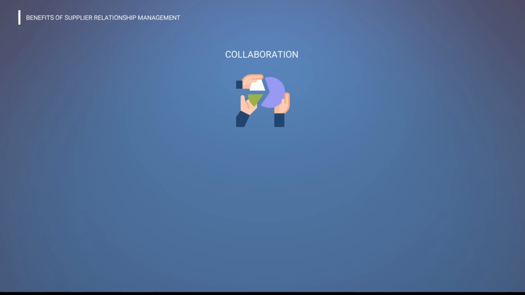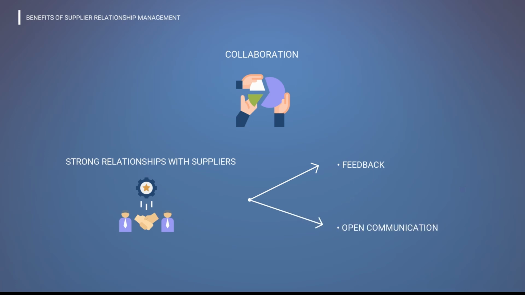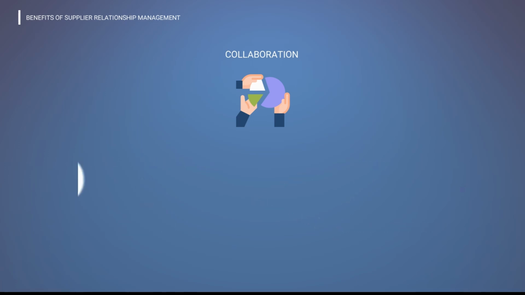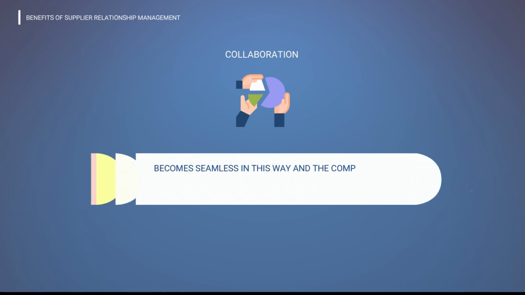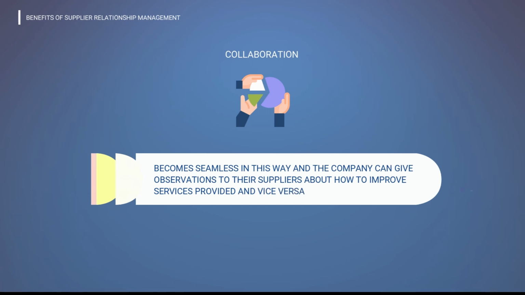Collaboration. As companies build strong relationships with their suppliers, feedback and open communication become easier. Collaboration becomes seamless in this way, and the company can give observations to their suppliers about how to improve services provided and vice versa.